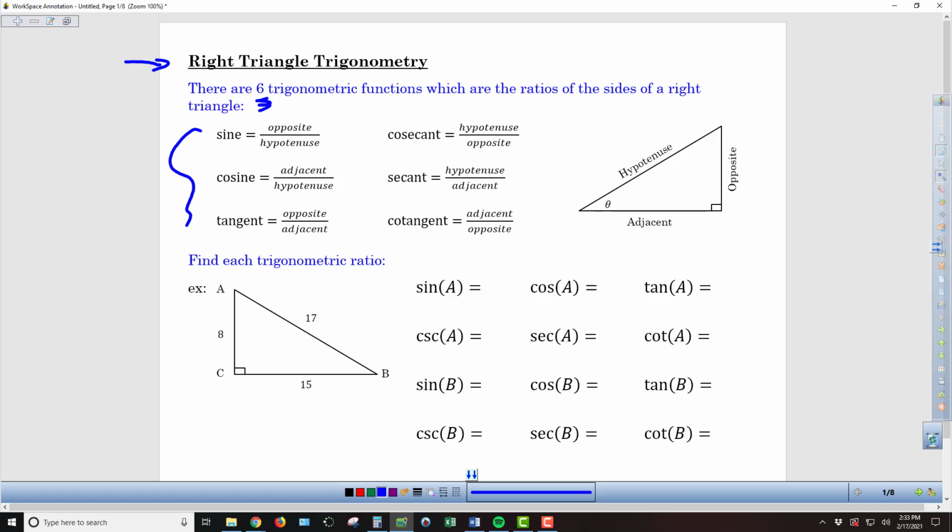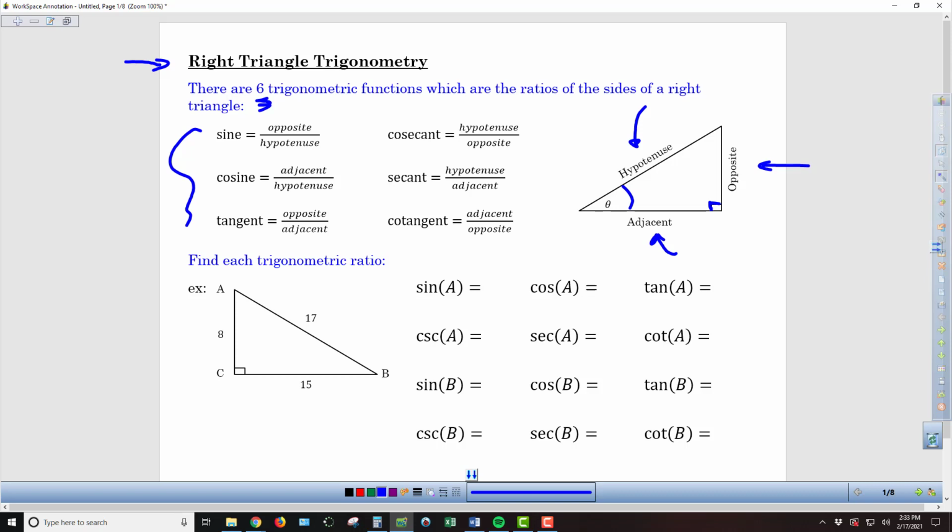So sine of an angle is the measure of the side opposite over the hypotenuse. So the hypotenuse is the longest side of a right triangle. It's the one that's across from the 90-degree angle. And so when we talk about the opposite, from this angle right here, the side across from that angle is the one that's opposite. The one that is next to it but isn't the hypotenuse is the side that's adjacent.